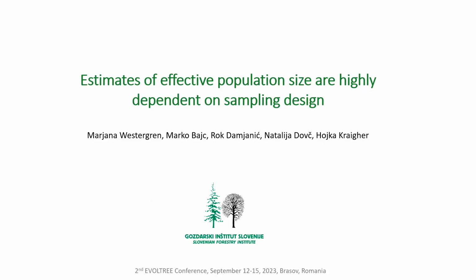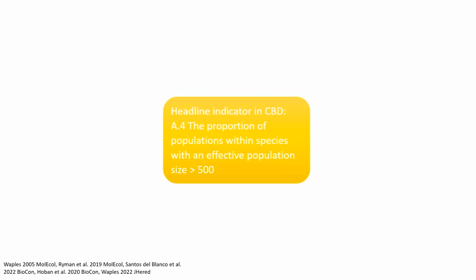And by now you know that the effective population size is the headline indicator within the Convention on Biological Diversity for reporting on the proportion of populations within species with an effective population size higher than 500. And this higher than 500 makes a lot of sense because an effective population size higher than that number would have enough genetic variance for adaptation in the long term.